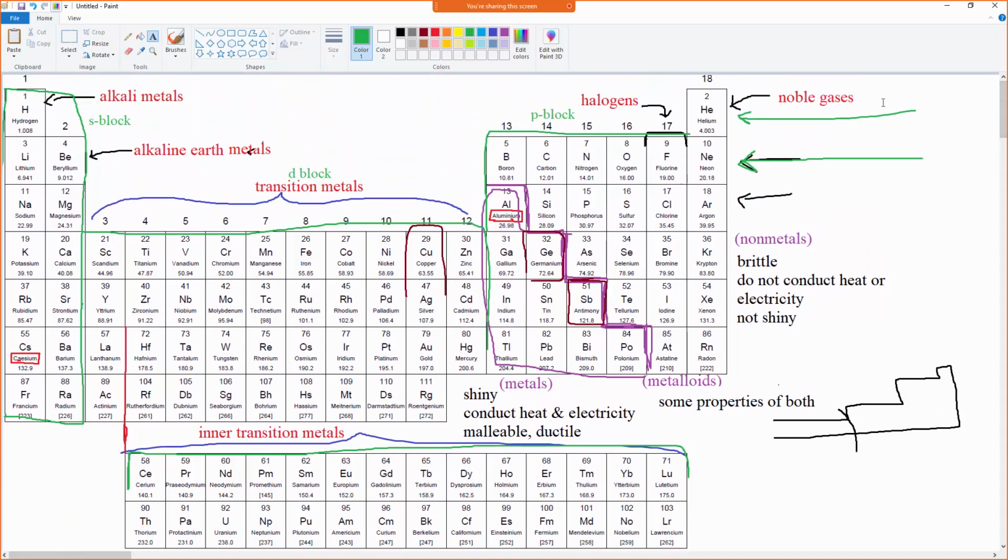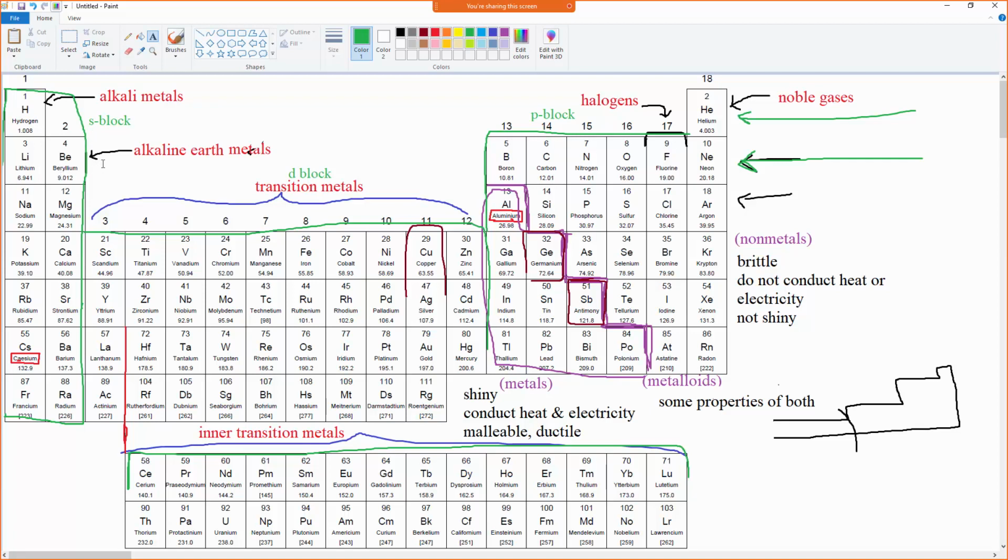So the row is the energy level it's filling, or the shell. And then depending on the block, that tells you what subshell is currently being filled there.